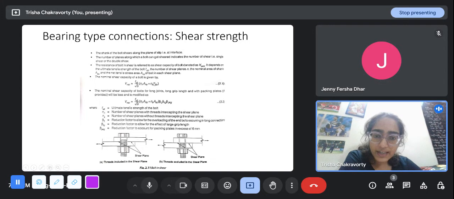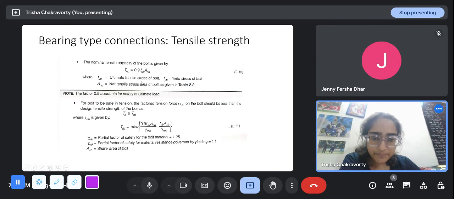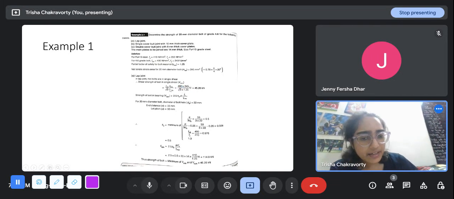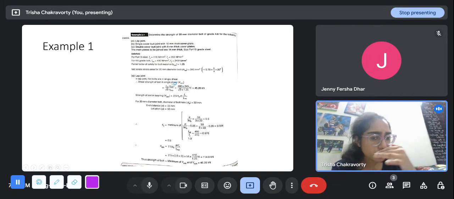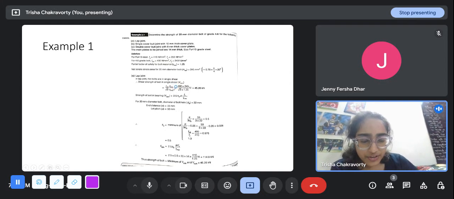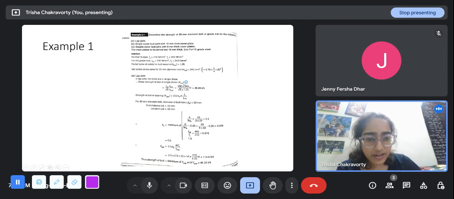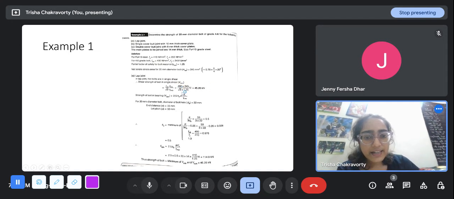So we just use the threaded part of the formula, and we ignore the Ns and Asb part. It is just Fub by root 3 into the area. The n part is also 1, because there is only one shear plane. So the formula reduces to this, and gamma is the factor of safety. So the ultimate strength is 400 into 245 square millimeter by root 3 into 1.25. This is the shear strength of the bolt in single shear.